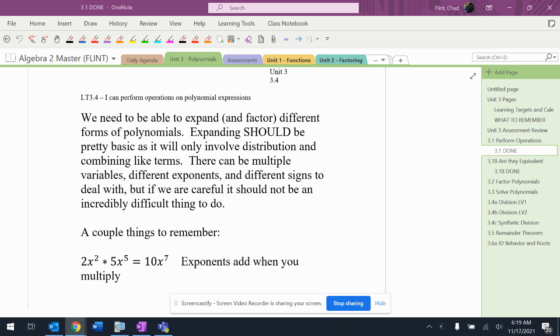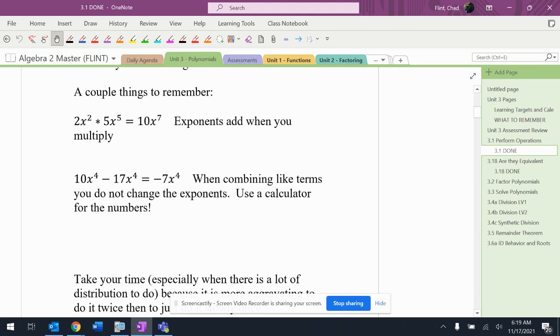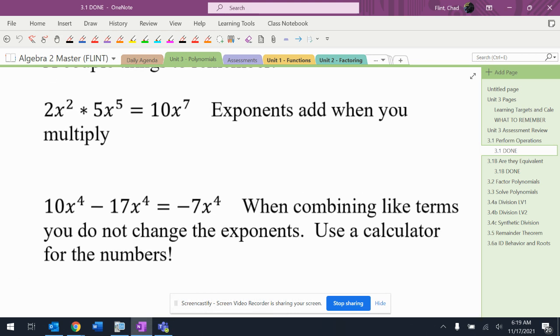So, a lot of this is distributions. We have to be able to distribute things, but instead of just distributing one single thing, we're going to be distributing a set of parentheses that might have two or three things in it into another set of parentheses. We have to be organized, but we also have to understand the two main things that sometimes get lost in these things.